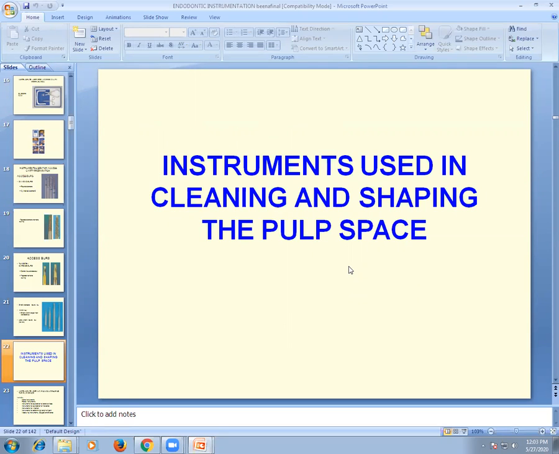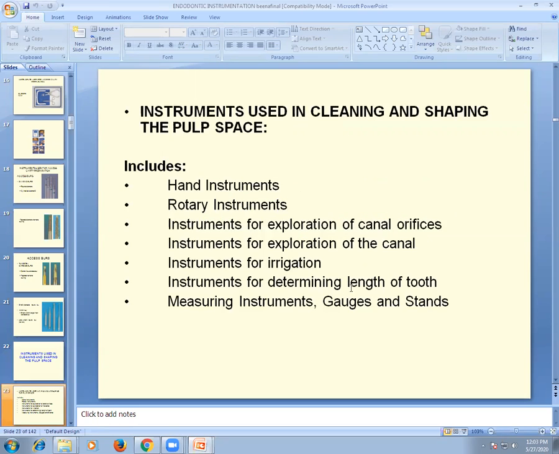Now coming to the next step of cleaning and shaping the pulp space. So what are the instruments used for cleaning and shaping the pulp space? It includes various hand instruments. Again, the hand instruments will cover the K files, the H files, the reamers, etc. Okay, and then the rotary instruments. If you have not heard, we'll see about the rotary instruments today.